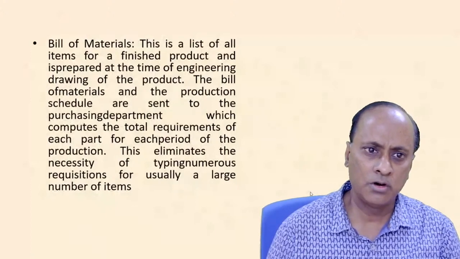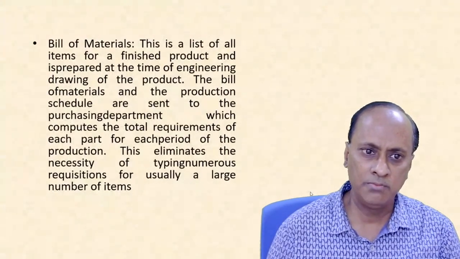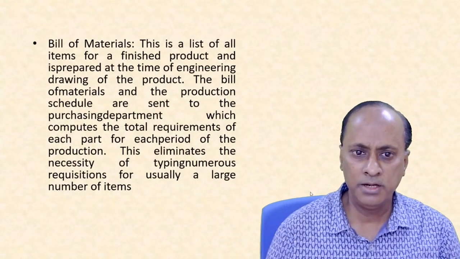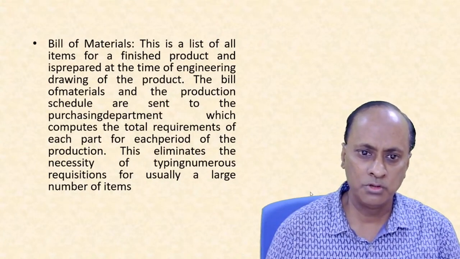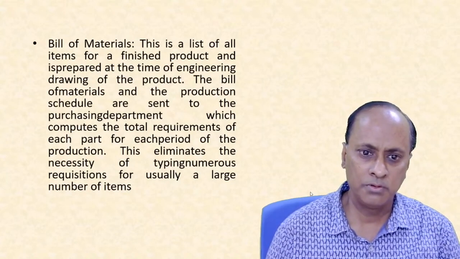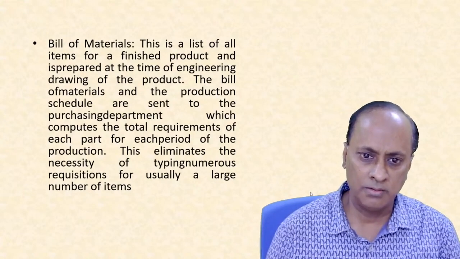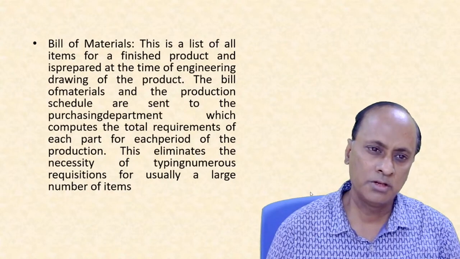This is a list of all items for a finished product and is prepared at the time of engineering drawing of the product. The bills of materials and production schedule are sent to the purchasing department, which computes the total requirement each period of the production. This eliminates the necessity of typing numerous requisitions for usually a large number of items.